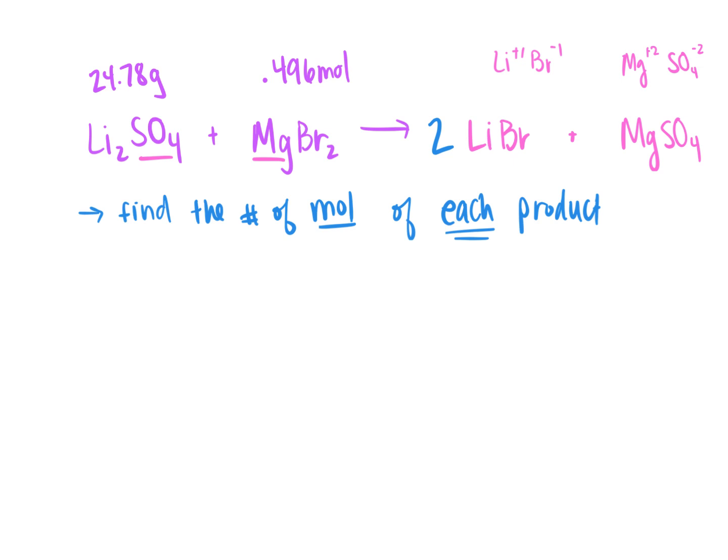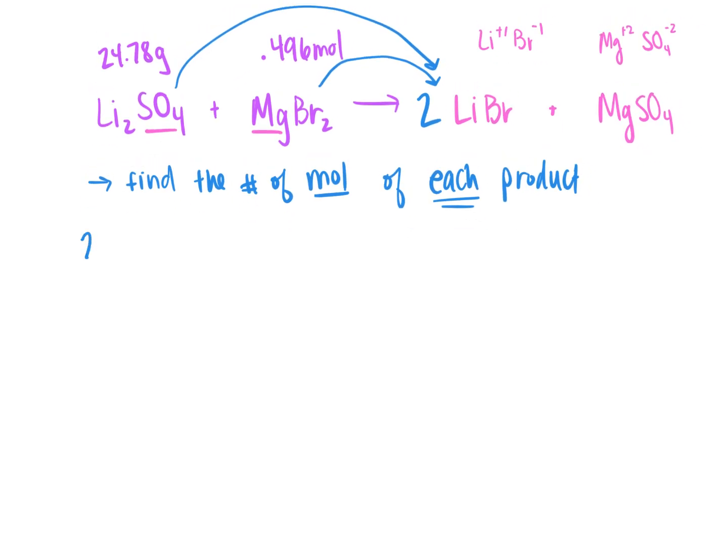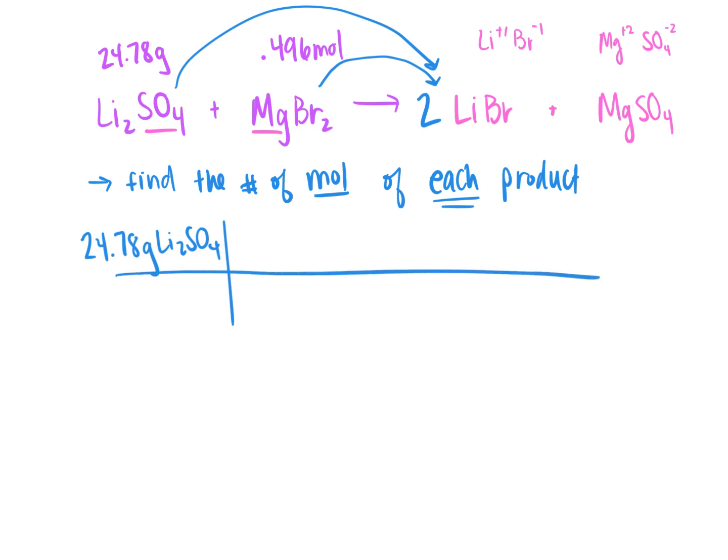So I'm just going to pick LiBr first. I'm going to take each of them to lithium bromide. That's going to be the first set of charts that I do. Okay, so let's go ahead and start setting them up. 24.78 grams of Li2SO4. All right, you should be working this chart on your own. I'm going to stop in moles of lithium bromide. Yep, I'm going to stop in moles. But I've got to get there first.